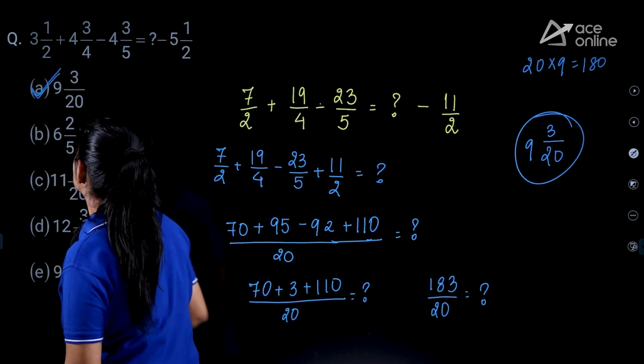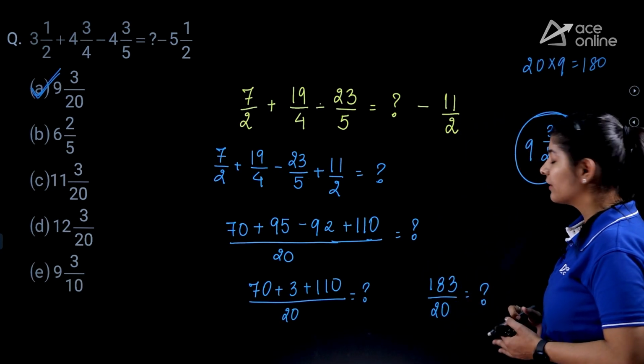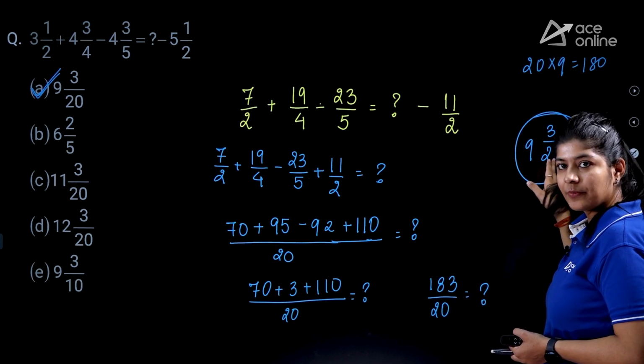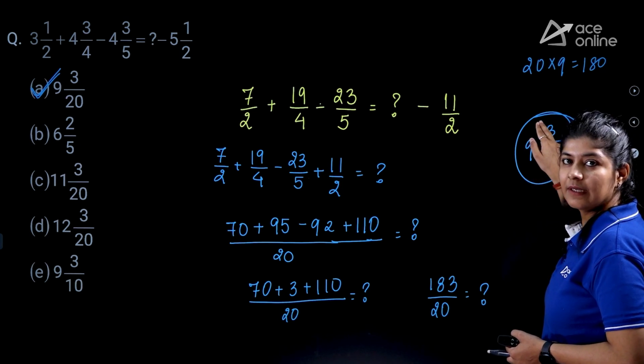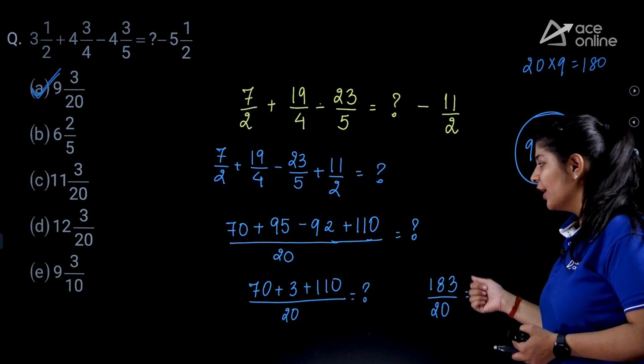Yes, basically option A is nothing but 9 3 by 20. And when I solve this particular mixed fraction, 9 into 20 is 180, 180 plus 3 is 183 by 20. And that's what we get as our value of the question mark.